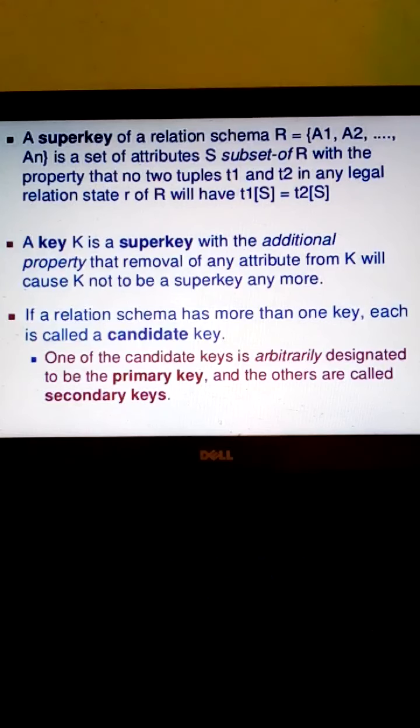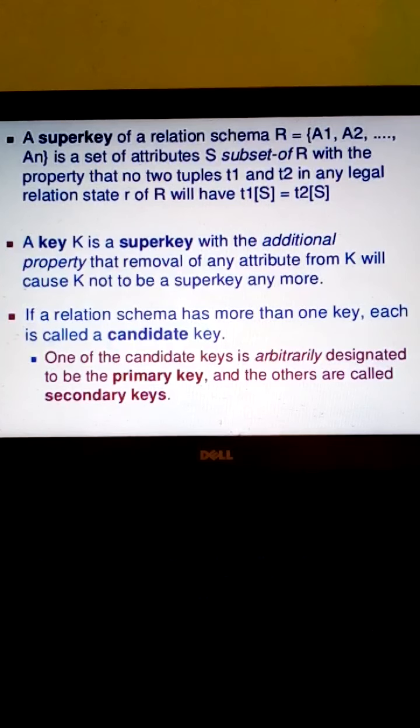Now, if a relation schema has more than one key, each is called a candidate key. Suppose I am giving one example. In a student relation, we may have different attributes which will hold some related values of a student. So there may be some attributes which can play a very important role to identify all the other attributes or the values of the relation. Like student ID can be taken as a super key or key. Enrollment number can be taken as a key.